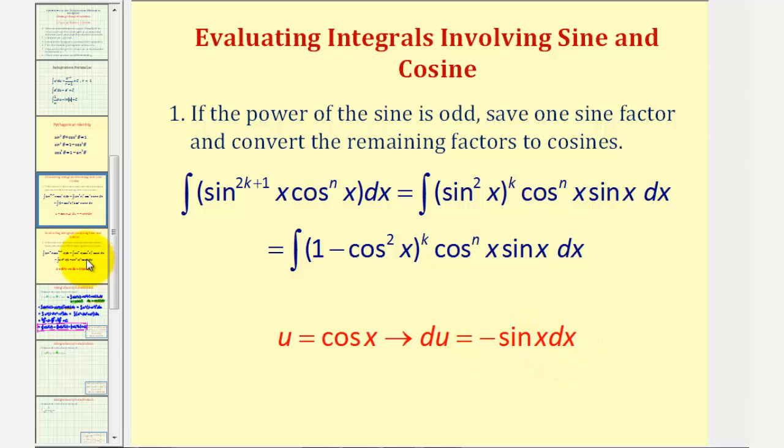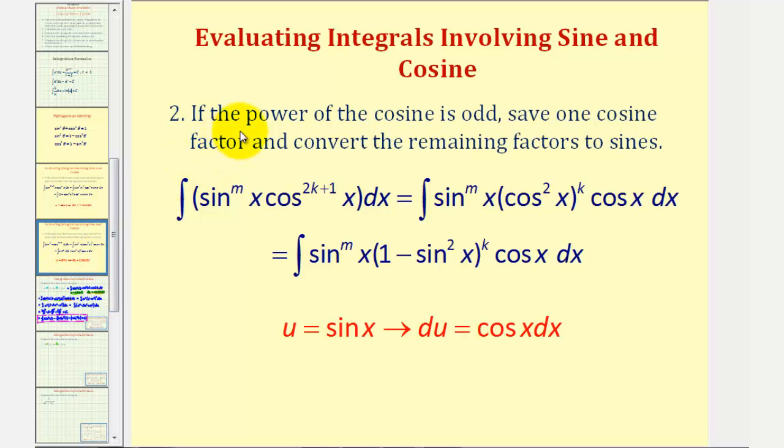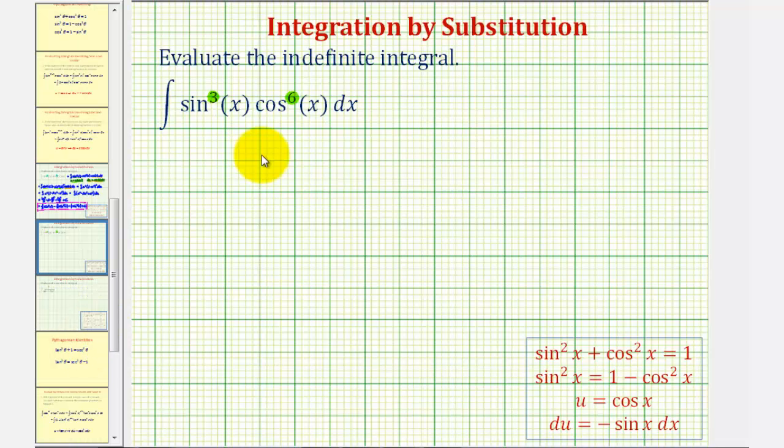And while we're here, just to review, if the power of the cosine function was odd, we would save one factor of cosine and convert the remaining factors to sines, where u would be equal to sine x and differential u would be equal to cosine x dx. But again, in our case, since we have an odd power on the sine function, we'll save one factor of sine and convert the remaining factors of sine to cosine.